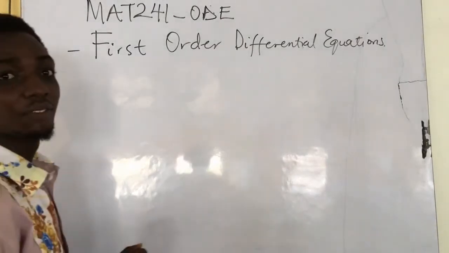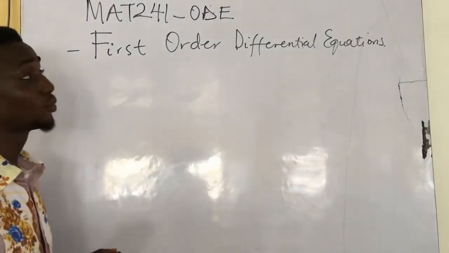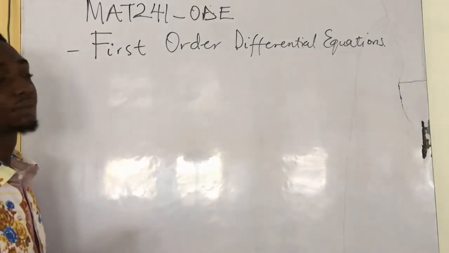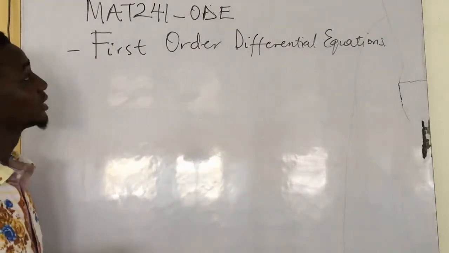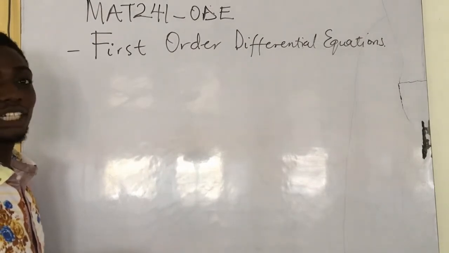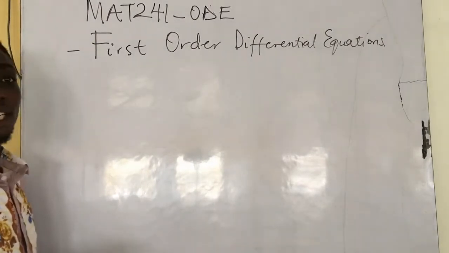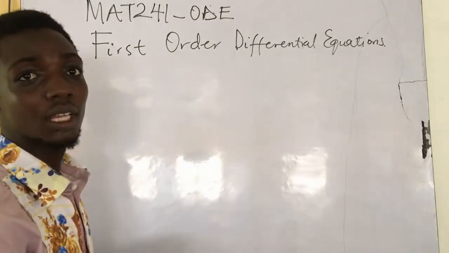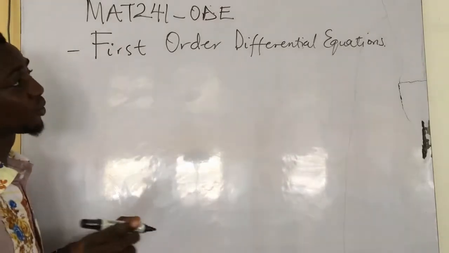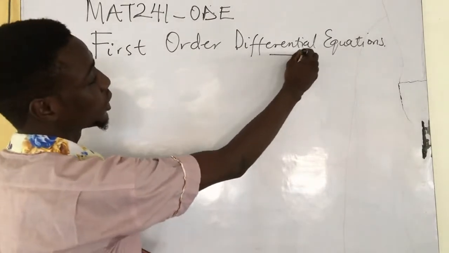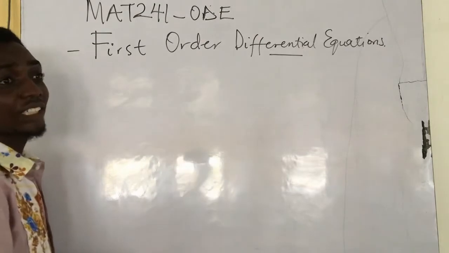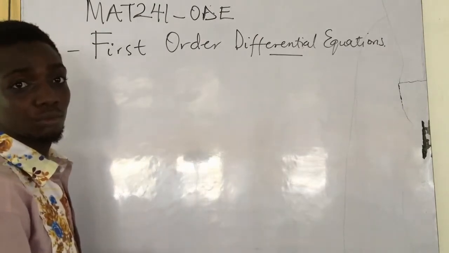Alright, so this is the first lecture on MAT241, Ordinary Differential Equations, ODE. And the first topic is First Order Differential Equations. Now, what's a First Order Differential Equation? First of all, it is a differential equation. That is, it contains differentials of a particular variable.